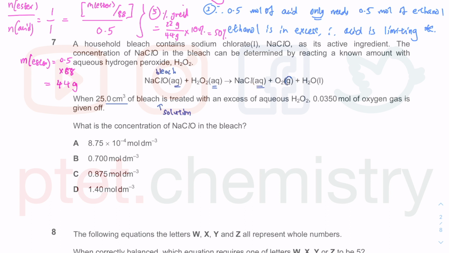This is a gas, all right? Now, this is a gas, and they already told you the mole, so there's nothing to do with molar volume of gas anymore, because they already give you the mole. This is not volume of the gas.